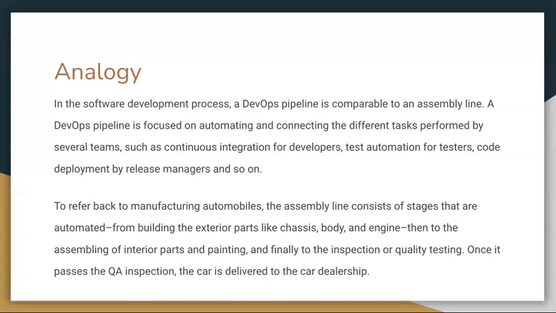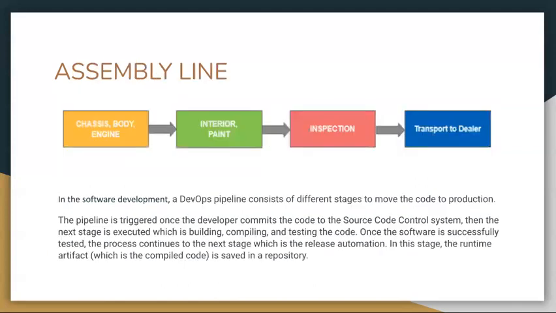Now, if you look at the assembly line, it basically looks like this. Chassis is the initial part, then the body, engine, and then the next is the interior, paint, inspection, transport to dealer. So somewhat it looks like this. Obviously, there are many more components in the car, and it's very diversified, which gets assembled and overall creates a car. But overall, you can think of the assembly line like this.